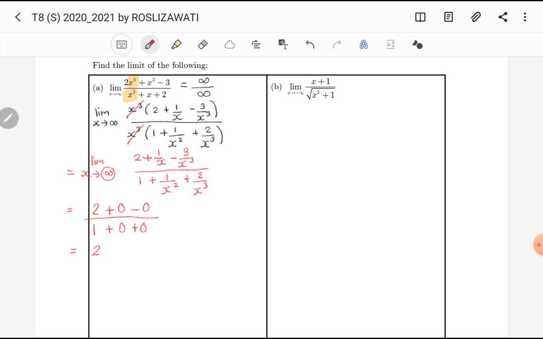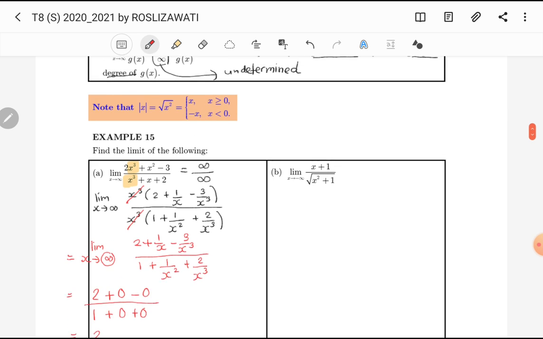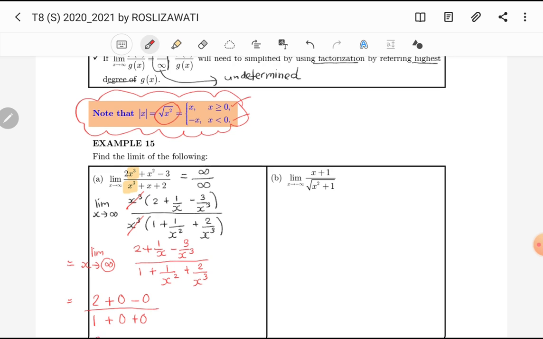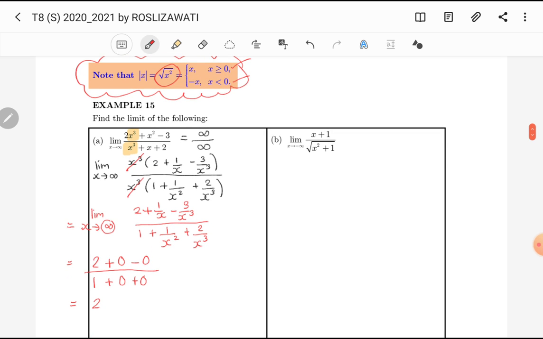Okay. And for this case, awak kena tahu definition yang ni. Okay, ni awak dah belajar dah sebelum ni sebenarnya. Masa chapter 2. Okay. So, we have modulus x equal to square root of x squared and equal to x if your x is positive and equal to negative x if your x is negative. Okay? Okay. So, kita tengok semula kat bawah. Okay, so we have limit x plus 1 over square root of x squared plus 1.